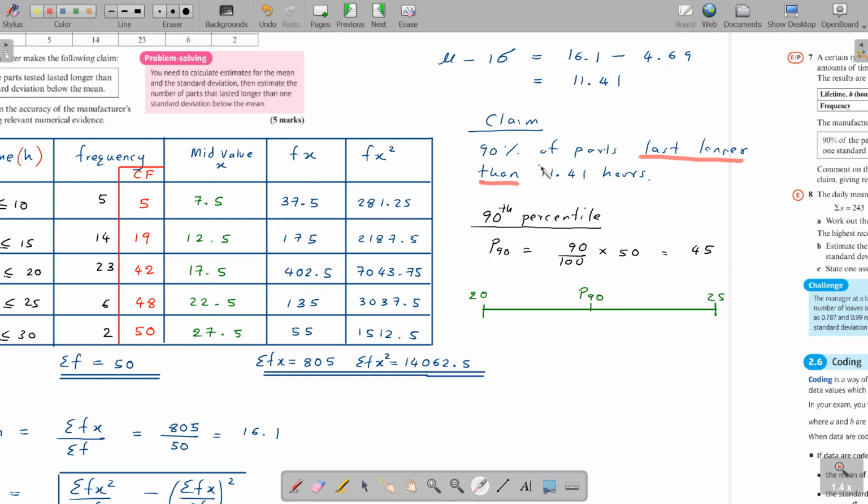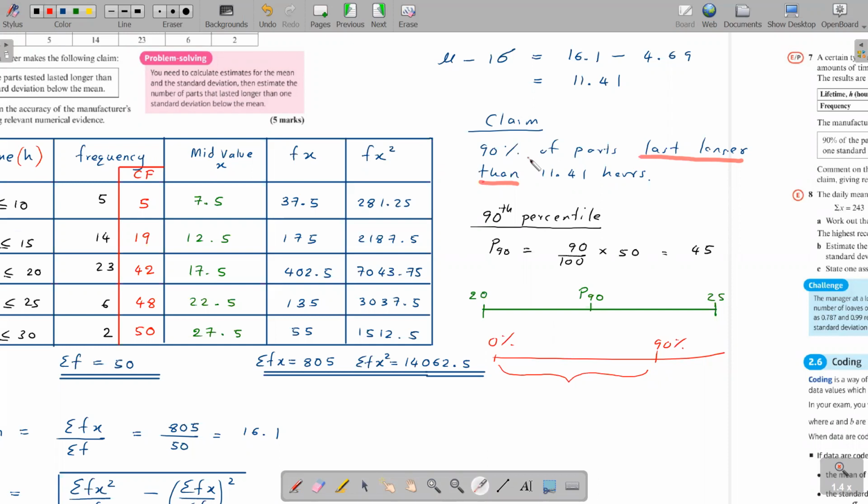Now, the claim is that 90% of the parts are lasting longer. He claims that 90% of his parts last longer than 11.41. Guys, when we find the 90th percentile, what are we actually doing? We find basically the place where 90% of the parts fall behind. Okay, so if I show you, if this is our data set, okay, so this is the 0%, so 90%. So 90th percentile means we are finding how many data parts are in this part. Is that what we are supposed to do?